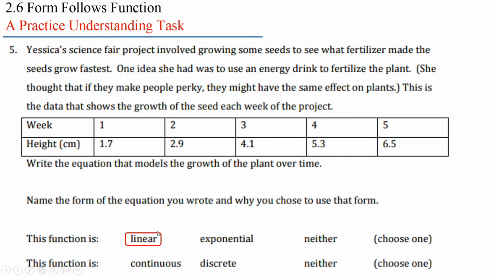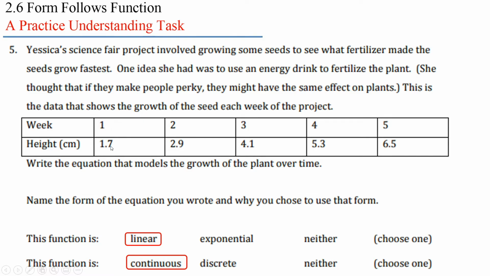And now, is this plant going to grow discretely or continuously? Well, this is like flowing water. The plant is growing continuously, so we want a continuous function right here. All right, so we need a linear function. And then we think, do we have a y-intercept? Well, my first input is 1, so I don't have a y-intercept. So I'm going to use point slope.